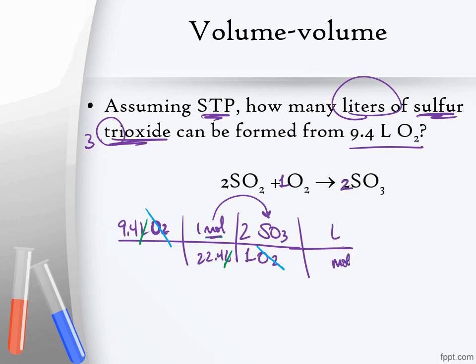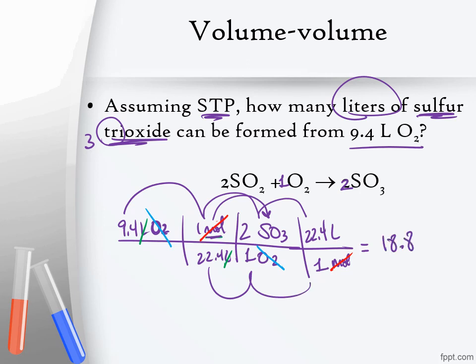What do I know about moles and liters? I know that there are 22.4 liters in 1 mole. So now I can cancel out moles top and bottom. And calculator, what are we going to do? 9.4 times 1 times 2 times 22.4 divided by 22.4 divided by 1 divided by 1. That's going to give us 18.8, unit label liters of SO3.